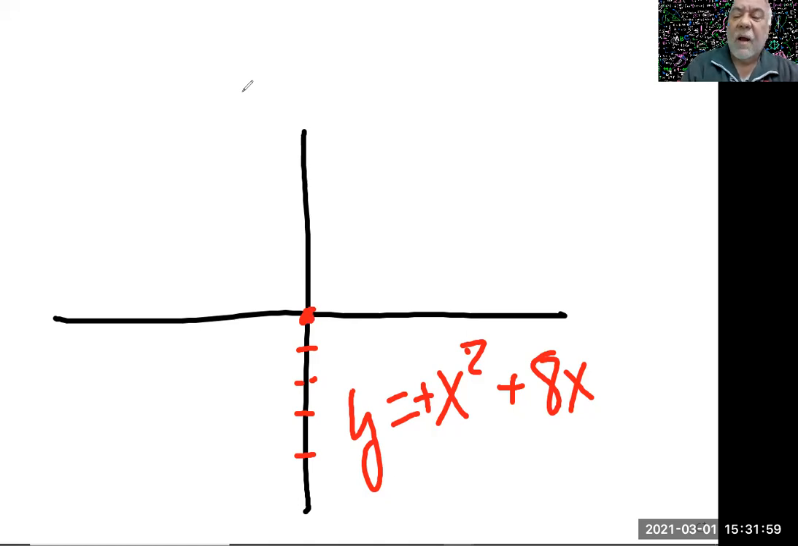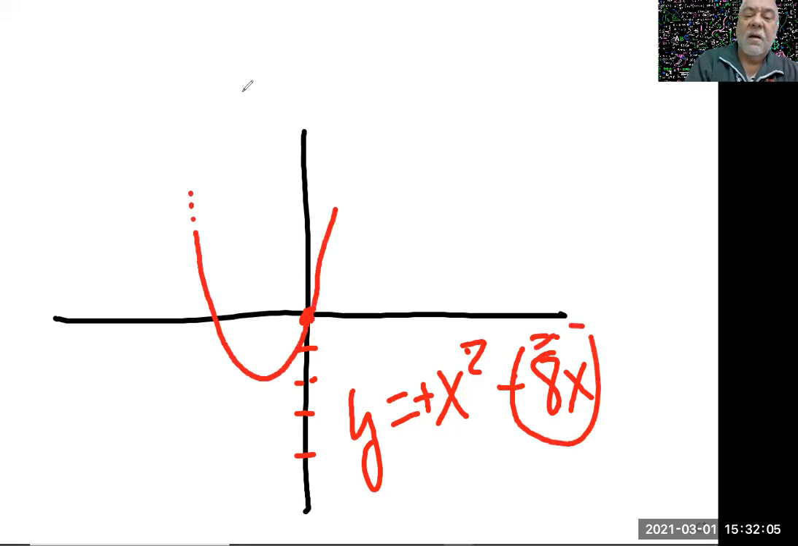Well, because I know about quadratics, I know that if this is positive, it's going to be on this side. And if this were minus 8x, it would be on to the right. But what's the easiest way to do it? Put it in your calculator and look at it.